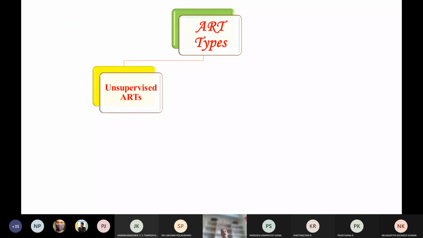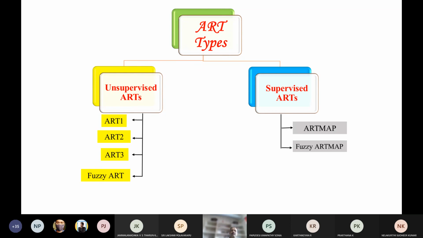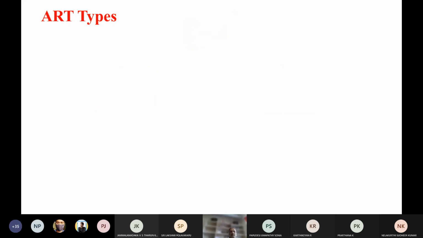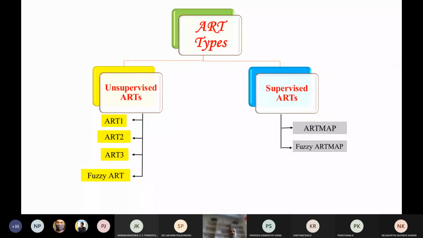What are all the various types of ART networks? There are two types: one is unsupervised ART and the next one is supervised ART network. In the case of unsupervised ART, we have various types: ART1, ART2, ART3 and fuzzy ART. In the case of supervised, it has two types: one is ARTMAP and the next one is fuzzy ARTMAP.